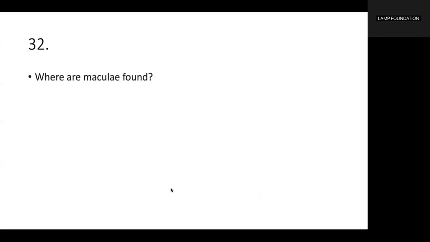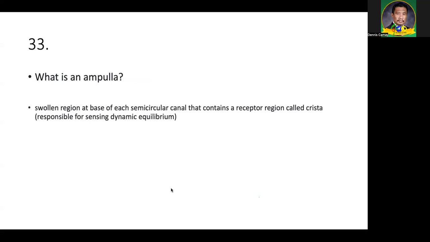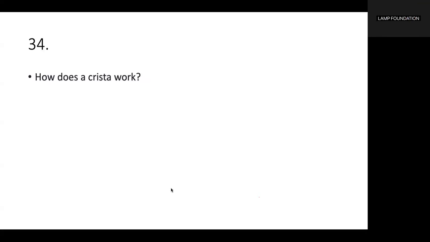Where are the maculae found? In the vestibule of the inner ear. What is an ampulla? A swollen region at the base of each semicircular canal that contains a receptor region called the crista. How does a crista work?